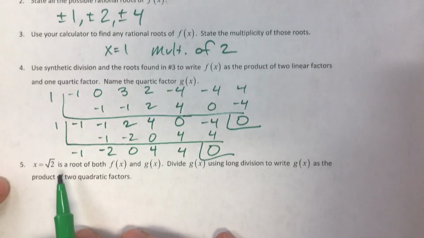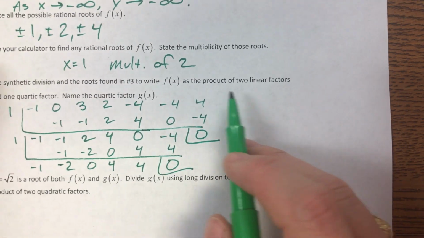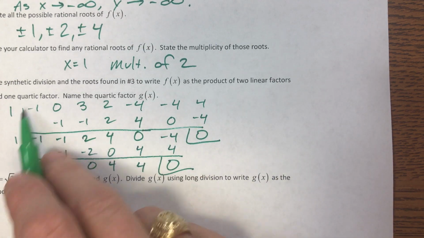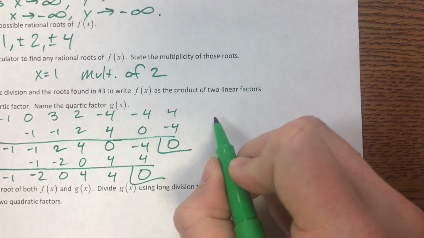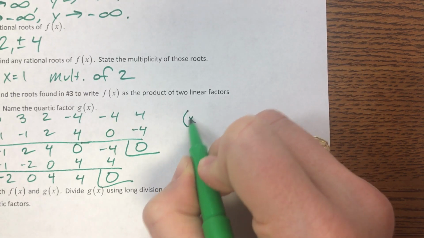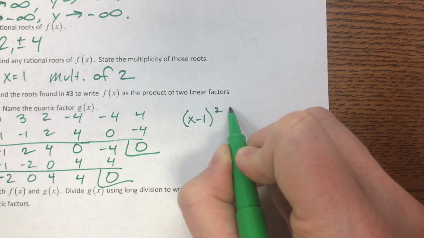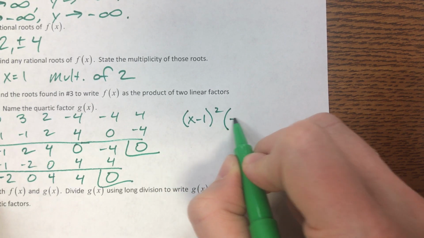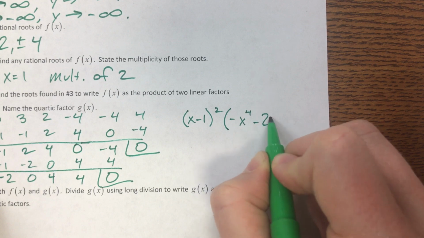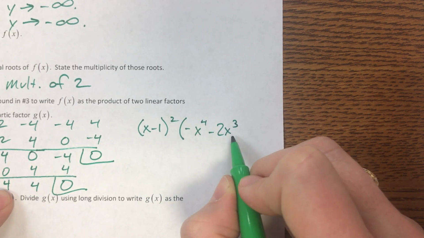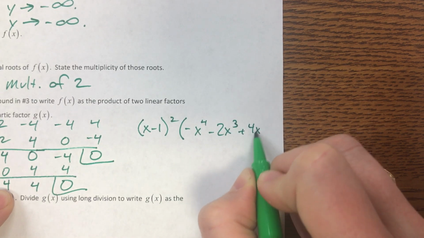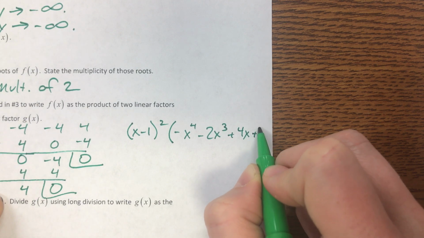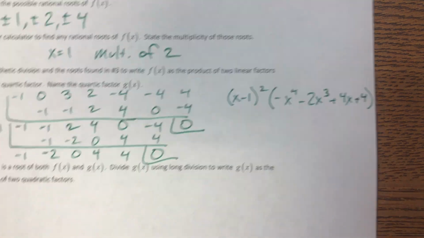Now it's telling us to write the product of two linear factors and one quartic. Here's that quartic. The linear factors would be x minus 1, and it happened twice, so I'm going to square it. And then negative x to the 4th minus 2x cubed, there is no x squared, plus 4x plus 4. Hopefully you can see that.